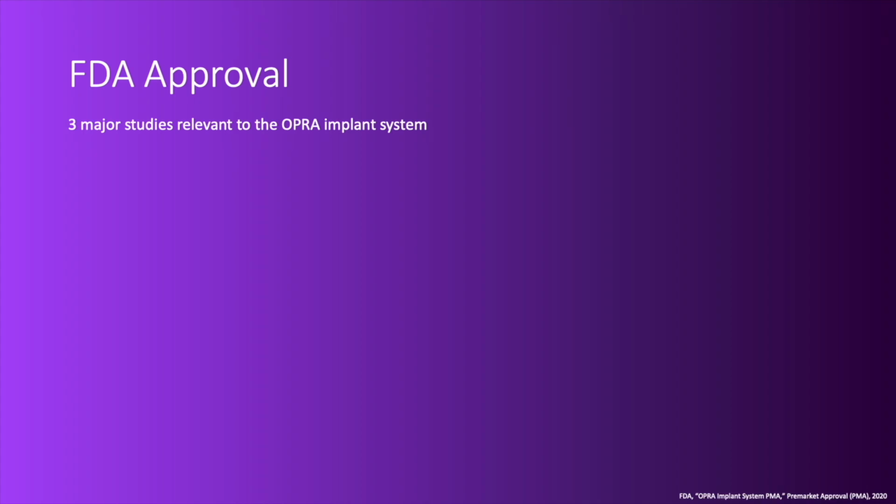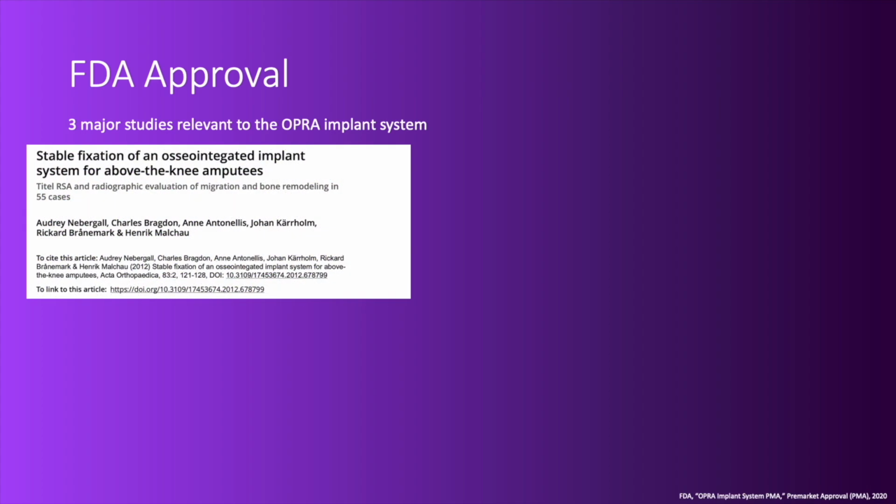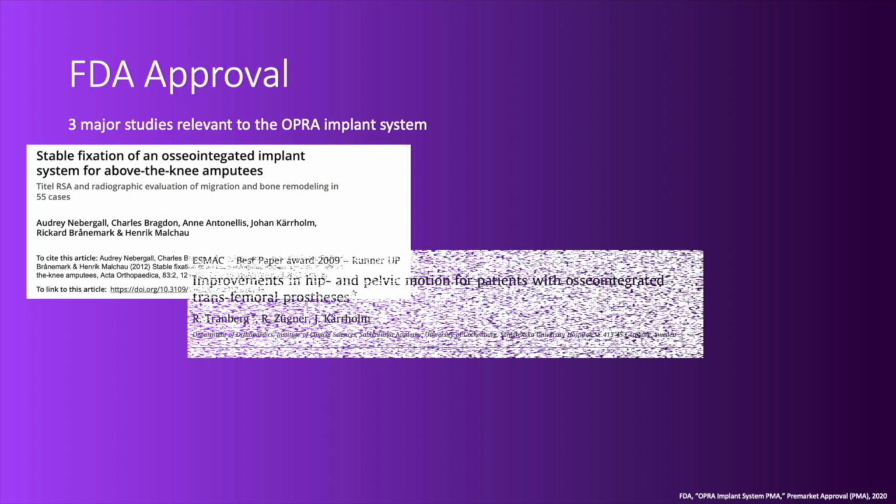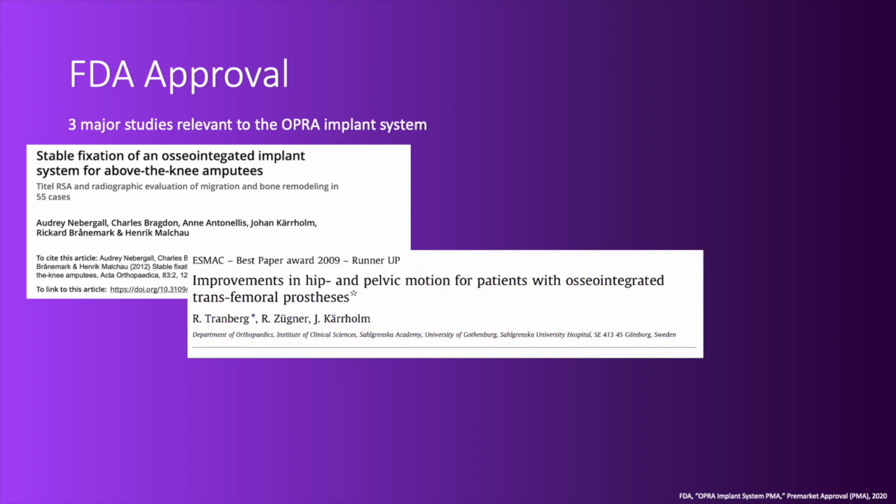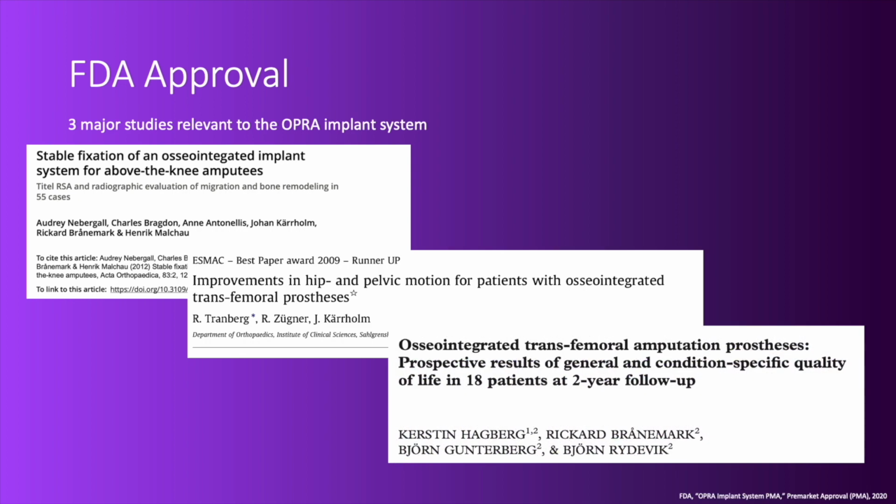Prior to FDA pre-market approval, 3 separate studies were published on the same patient population as in the OPRA implant study. These include a clinical trial using radiostereometric analysis to evaluate stability, a gait analysis study using kinematic data to evaluate changes in gait pre-op and post-op of the OPRA system, and a quality of life study using a standardized questionnaire to evaluate the changes in quality of life in patients with the OPRA implant system.